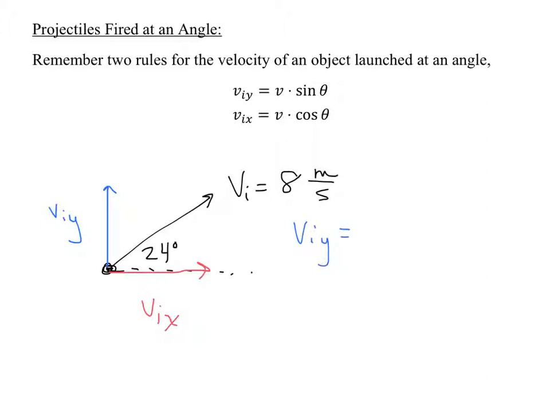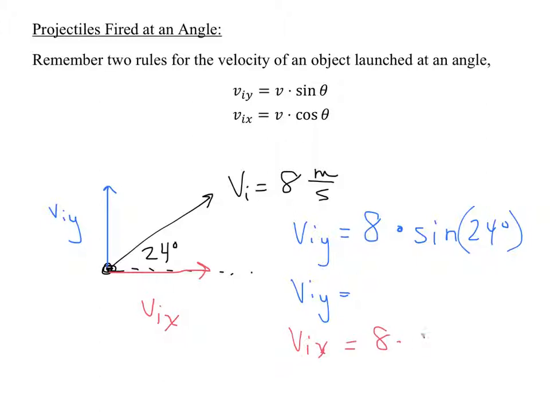So VIY, I substitute in. The VI is 8 times the sine of the angle, and that should give me some quantity. And then VIX is pretty much the same thing, except instead of sine, I use cos or cosine. Very good.